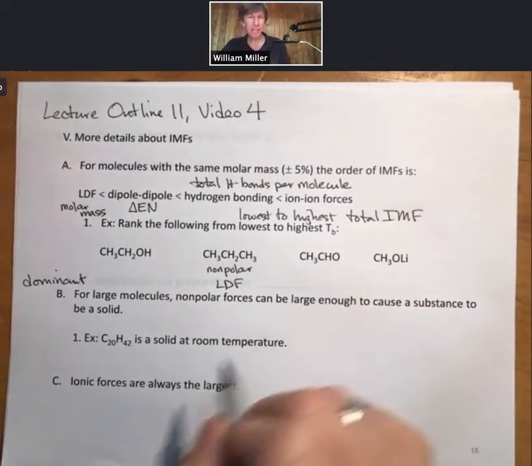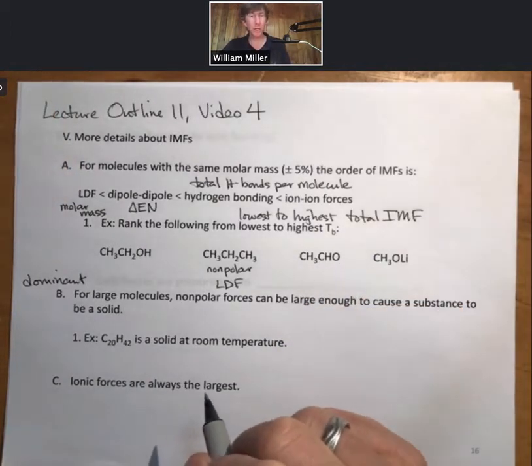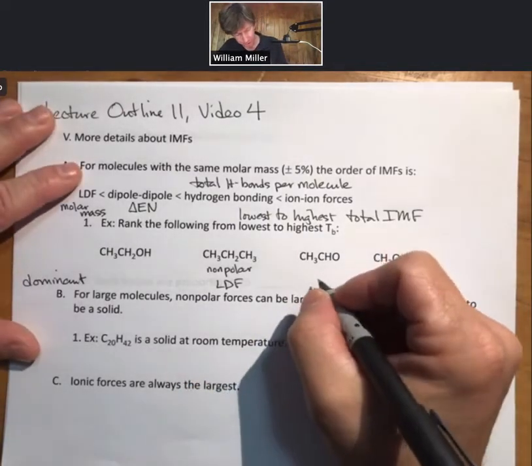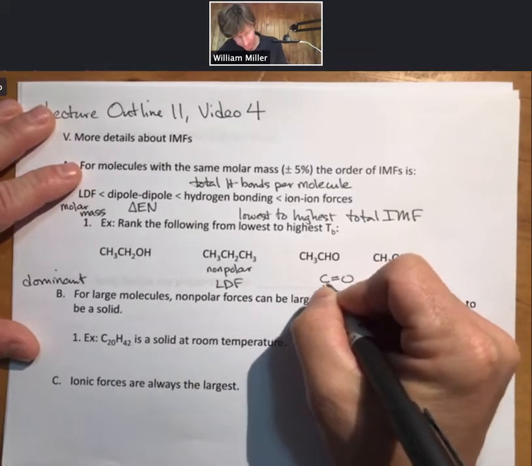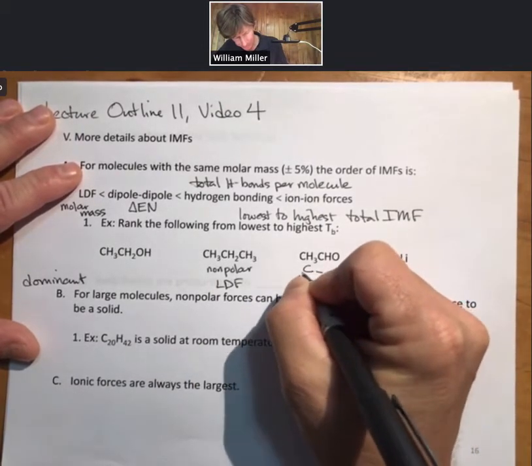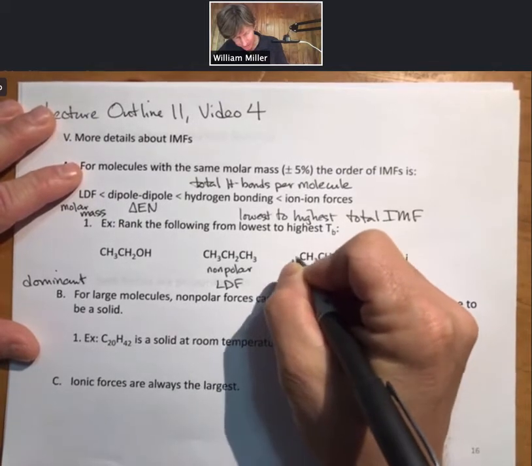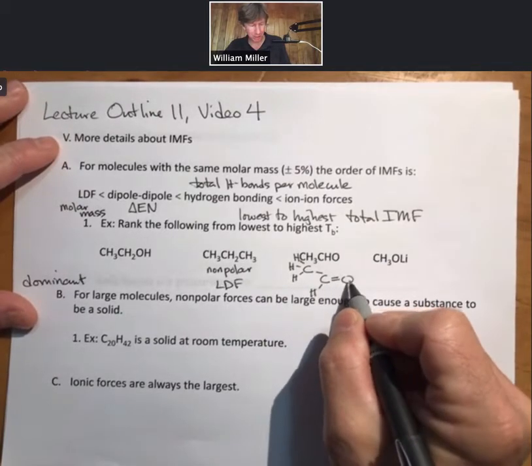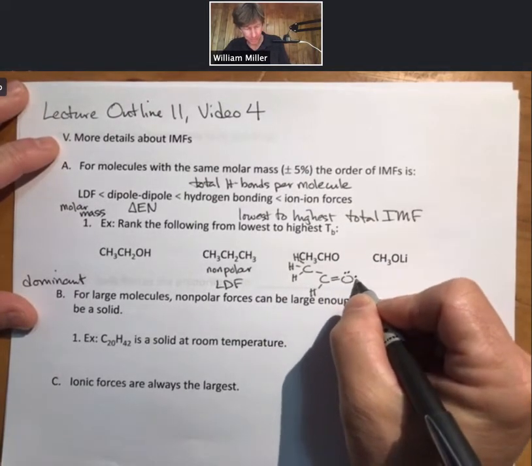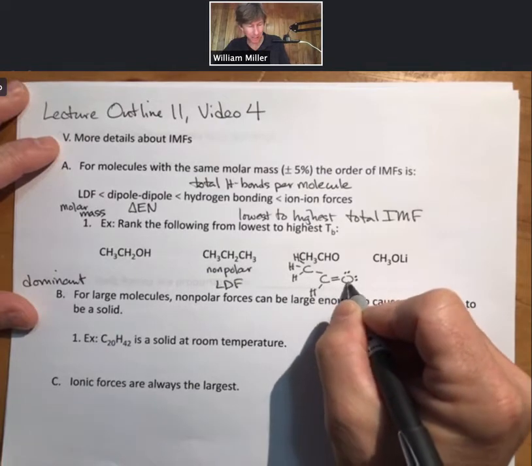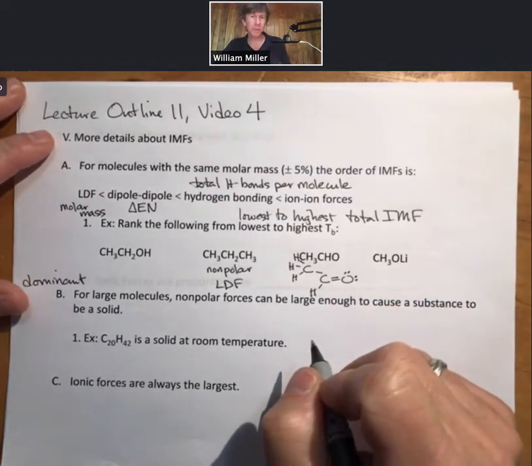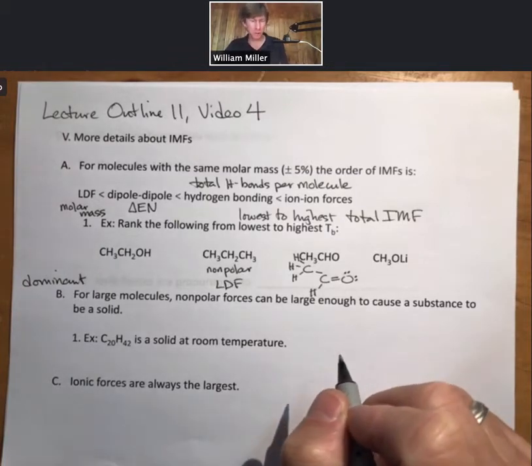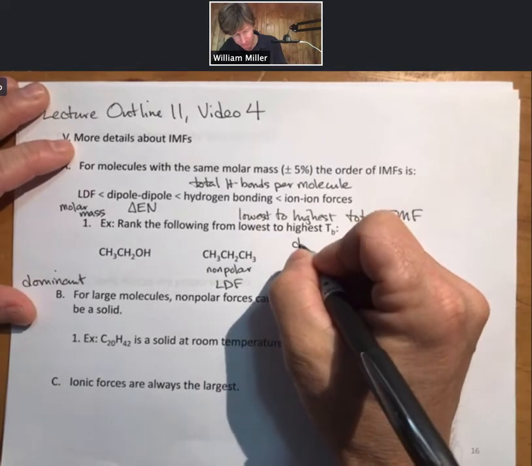Here we have CH3CHO. We're not sure what that looks like, or maybe we are, but if you're not sure, always draw the Lewis structure. This one has a C double bond O. It does not have oxygen covalently bonded to a hydrogen. It cannot have hydrogen bonding. This is dipole-dipole forces.